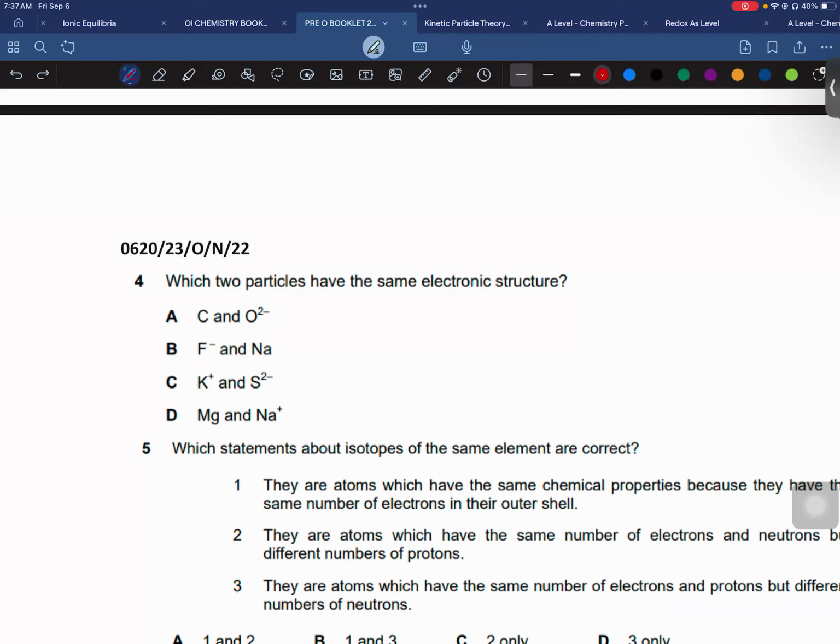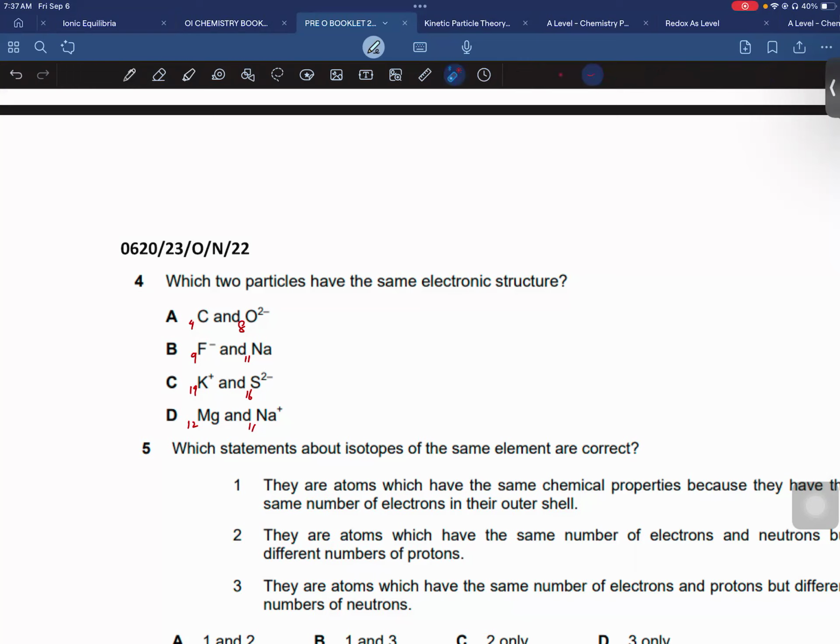So, as we know, its proton number is 4. Its proton number is 9. Its proton number is 19. Its proton number is 12. It's 11. It's 16. It's 8. So we are supposed to calculate the number of electrons in both. If the number of electrons would be the same, it means that they would have the same electronic structure, the same electronic configuration, right? So we have to calculate the number of electrons.